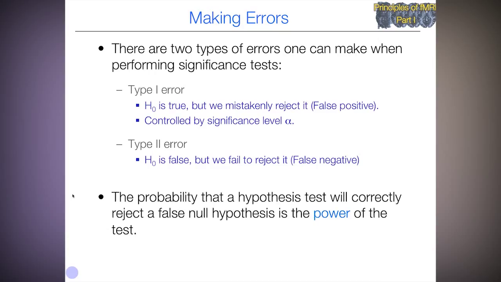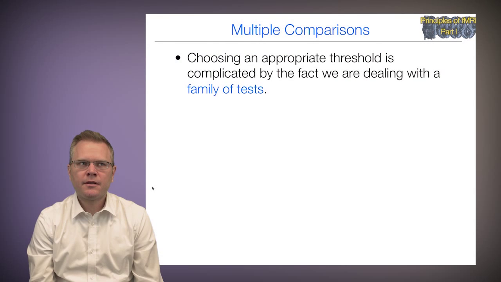The probability that a hypothesis test correctly rejects a false null hypothesis, this is a good thing. This is called the power of the test. So we want a test that's very powerful, because if the null hypothesis is false, we want to be able to reject it. So these are terms that are often used when talking about hypothesis testing.